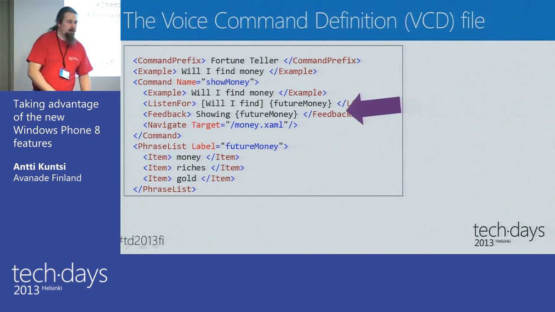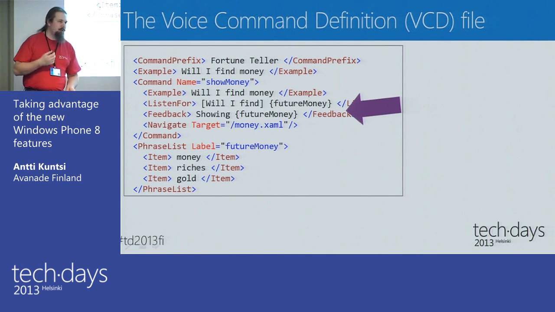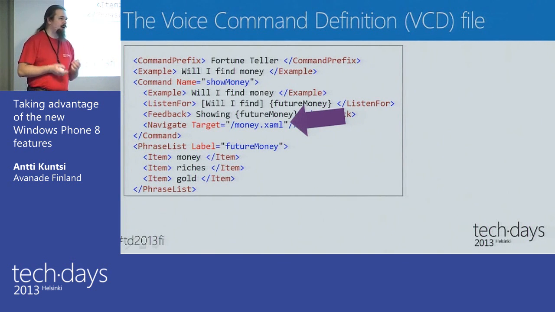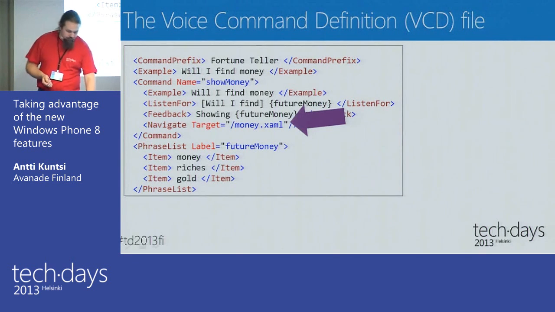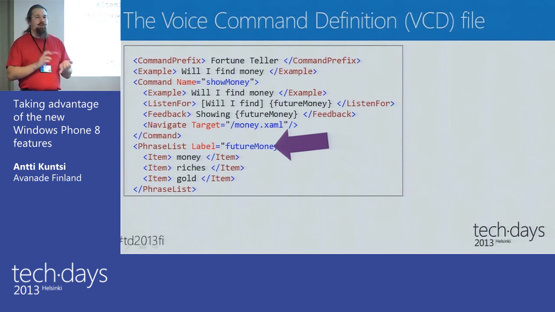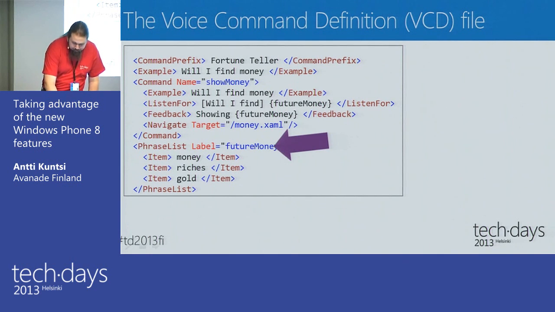And then I have a feedback element, which tells both in text and in speech to the user what was identified. So the user can still back out and hit cancel if they figure, oh, that's not what I said. You have a navigation target, so you can navigate to a page. Only the page name is here. And then you get passed as a query string a bunch of parameters that you can then look at on what was actually parsed and what was given to you. And then we have this phrase list that's referred to above. So here we understand three things that the user can ask. They can ask if they will find money, riches, or gold. And if they ask for something else, then our application has no idea what they mean.